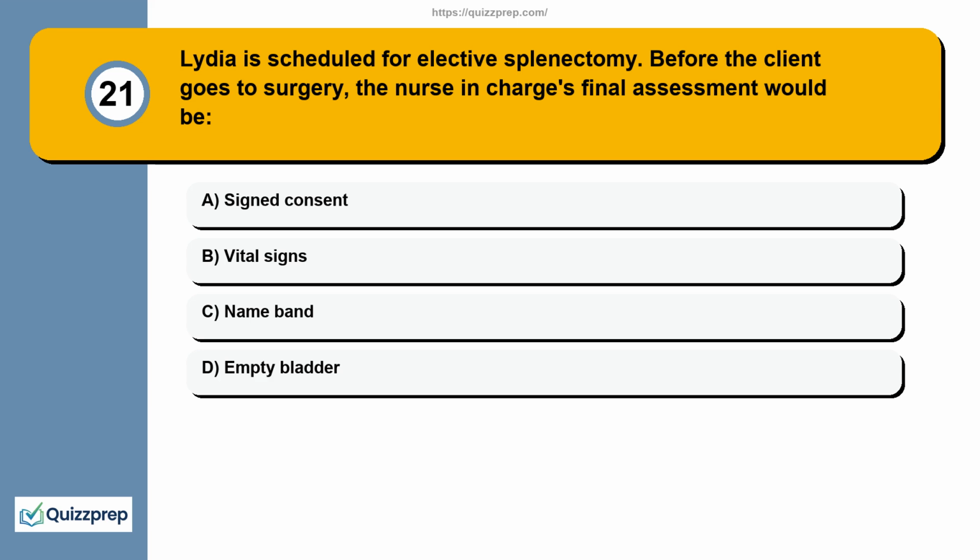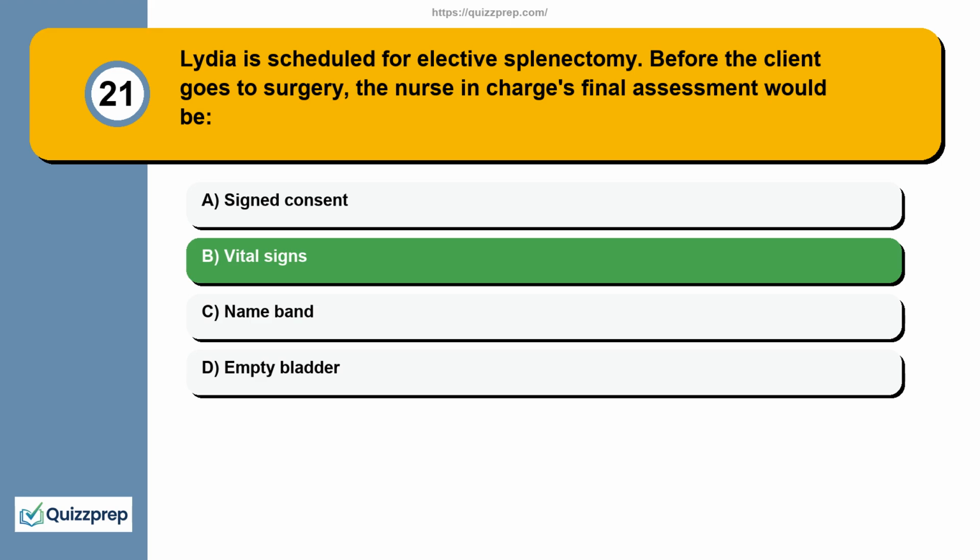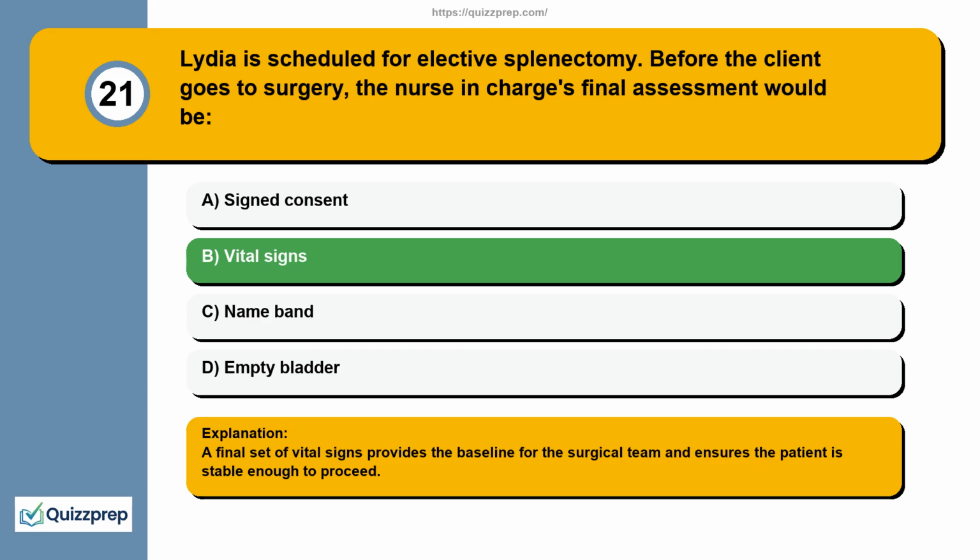Question 21. Lydia is scheduled for elective splenectomy. Before the client goes to surgery, the nurse in charge's final assessment would be signed consent, vital signs, name band, empty bladder. A final set of vital signs provides the baseline for the surgical team and ensures the patient is stable enough to proceed.